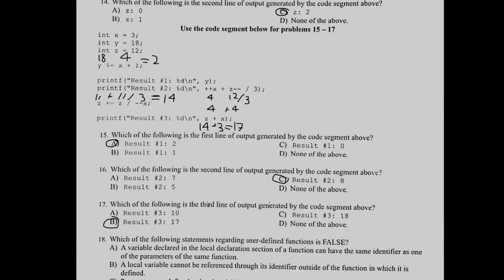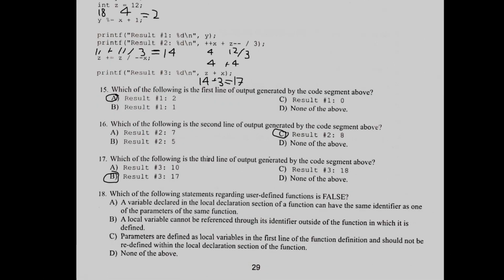18. Which of the following statements regarding user-defined functions is false? A, a variable declared in the local declaration section of a function can have the same identifier as one of the parameters of the same function. That is false. You cannot have a local variable that is the same as one of the parameters of the function. So our answer is going to be A.